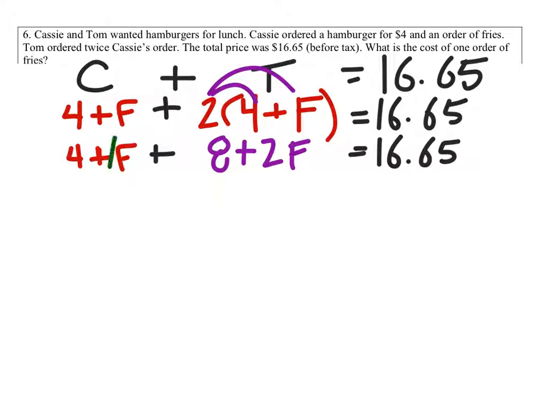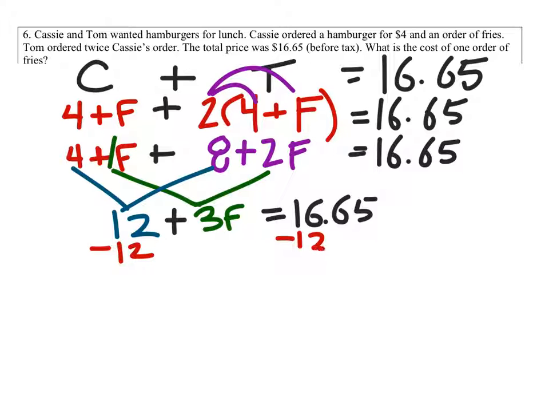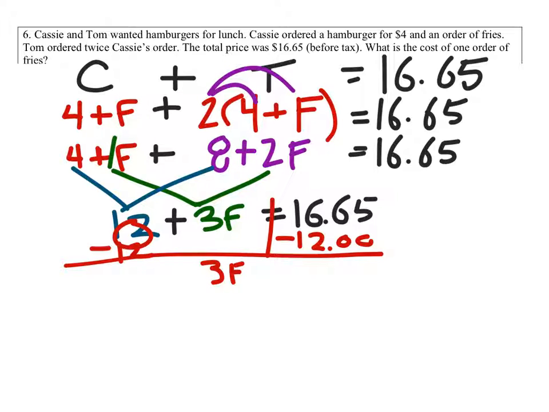Well, combining like terms now. Fries, I've got 3 of these fries. And then I've got 4 and then 8, which gives us $12 right here. And 3 fries should equal $16.65. So we will subtract 12 from both sides. And that cancels out, that's good. And we got 3 fries, which would equal $4.65.